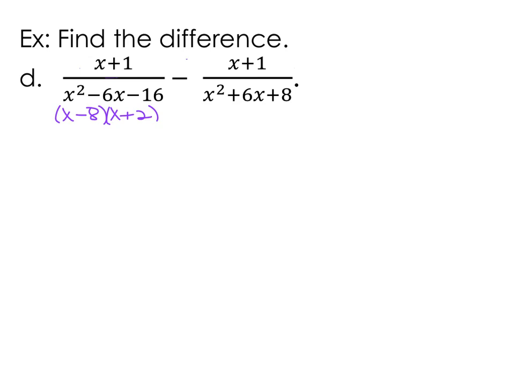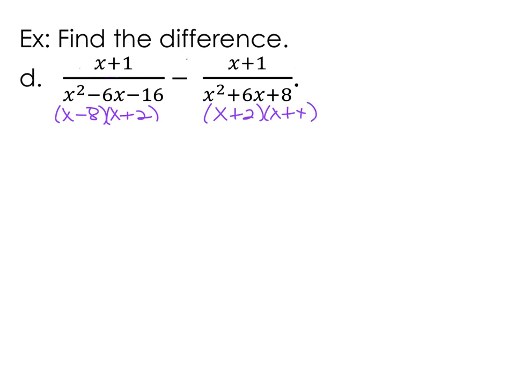In that second fraction, same idea. X squared now plus 6x plus 8. Now what are two numbers that multiply to get 8, but also add to be positive 6? We should be able to work with 2 and 4. So x plus 2 times x plus 4 is the factored form.